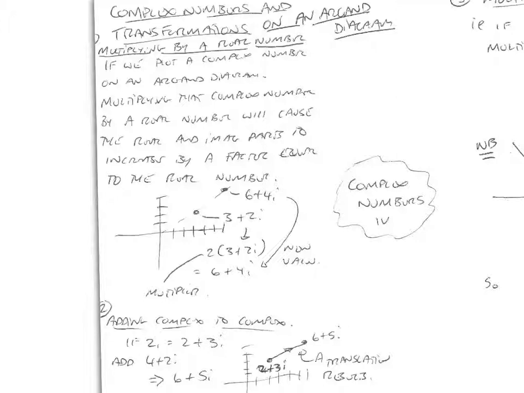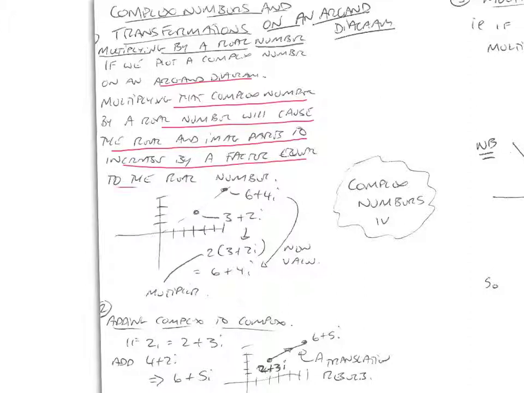So if we were to plot a given complex number on an Argand diagram, multiplying that complex number by a real number will cause the real and imaginary parts to increase by a factor equal to the real number. So if we have a complex number 3 plus 2i, if we multiply it by 2, 2 3s are 6, 2 2s are 4, then the new position of that complex number is transformed to 6 plus 4i. That's the new value, and that's all we're stating here.